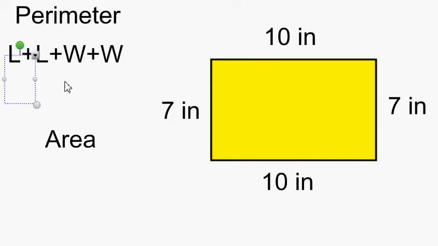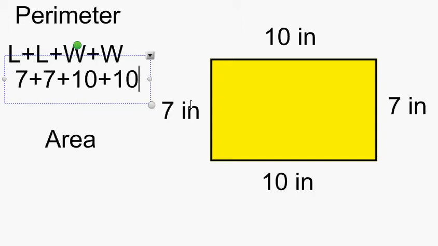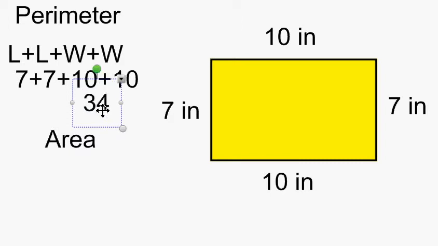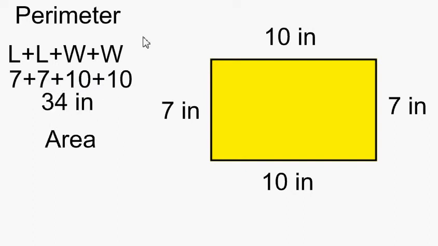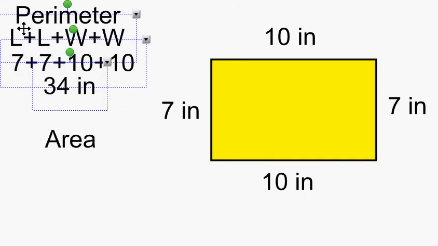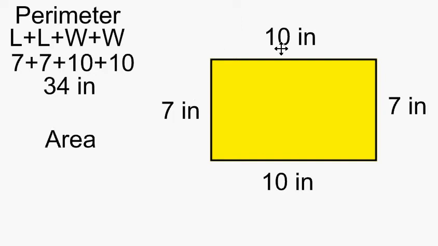So for this one, it would be 7 plus 7 plus 10 plus 10, and then we just add all those numbers together, you get the final total, which is 34. And in this case, we're talking about inches. So this example just kind of shows you how to figure out the perimeter for the shape. Nothing too complicated, fairly straightforward, I think. But when they talk about perimeter, just know that it's on the outside of the shape.